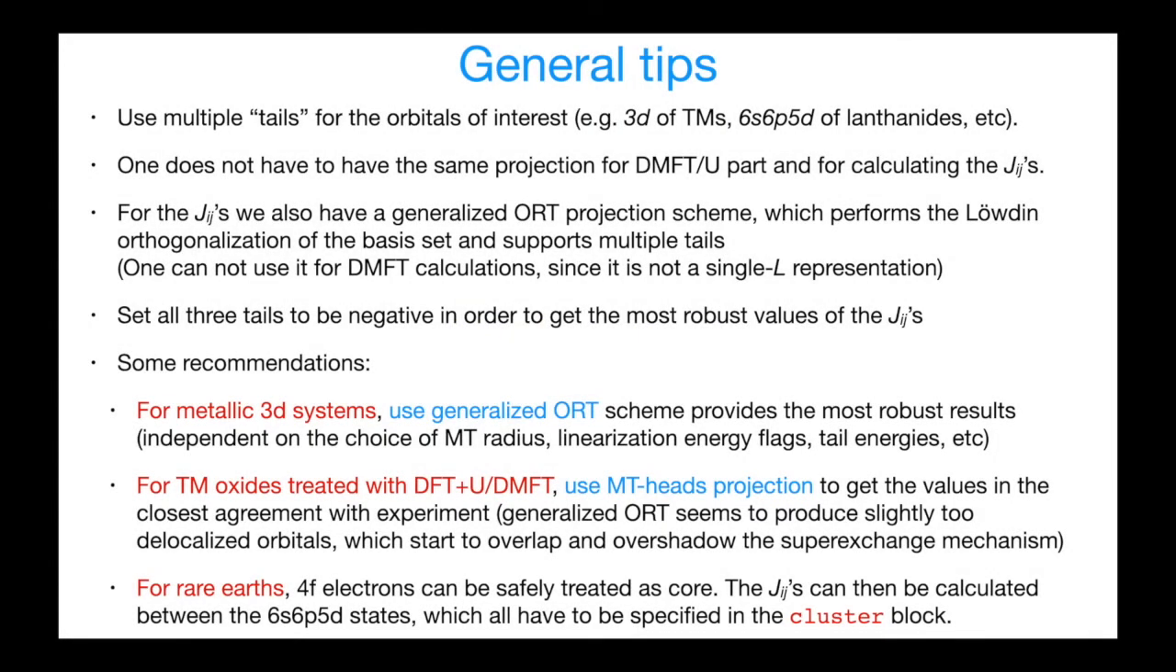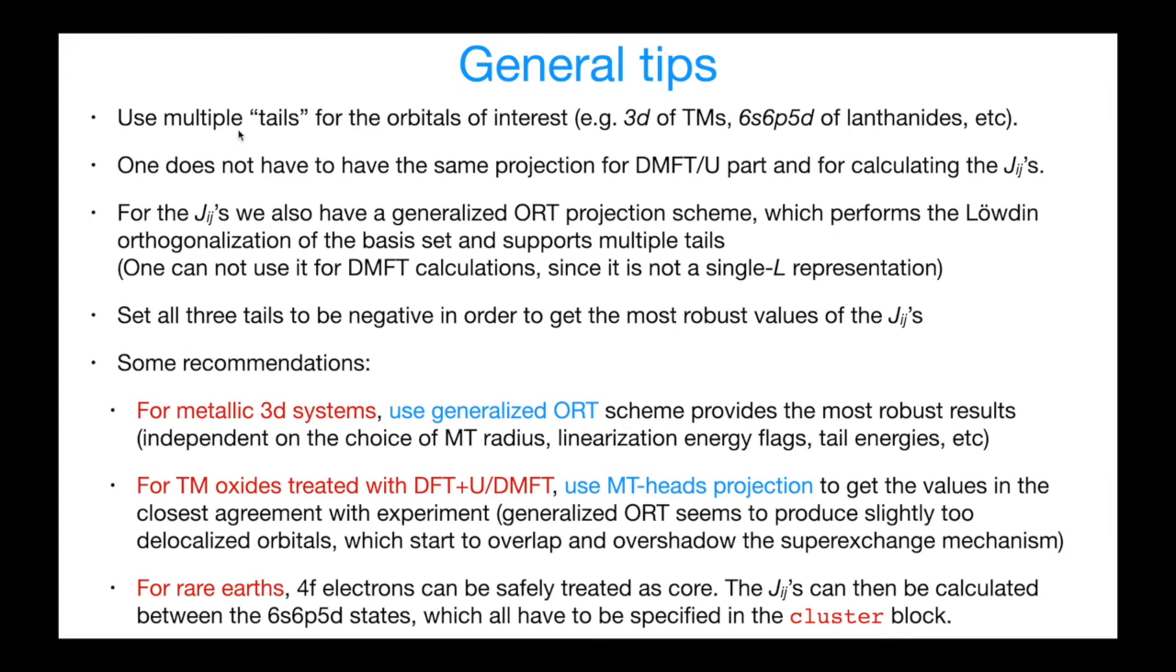So that's it. We went through a couple of classical examples. We considered a metallic system, we considered an insulator, and also we took one rare earth system. Here is a list of some general recommendations, what I would suggest to use when you run the JIJ calculation.